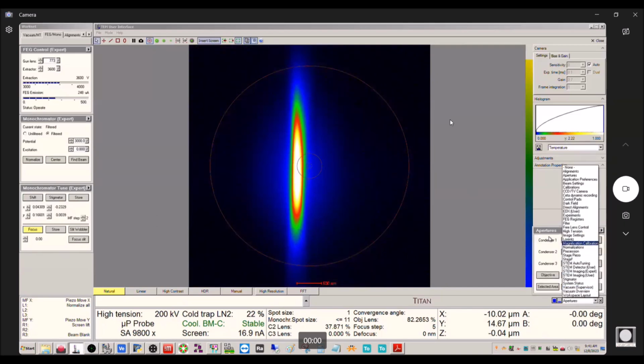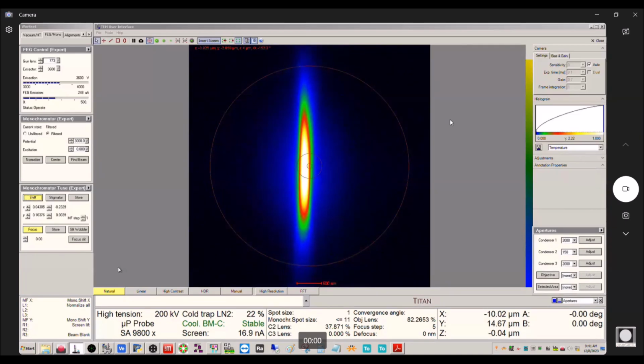Let me make sure we're not moving around, which is good. Again, if we want to shift the beam around here, we want to use the mono shift, and not something else. Do I want to try and mess with this just a little bit more? I think it looks pretty good here.